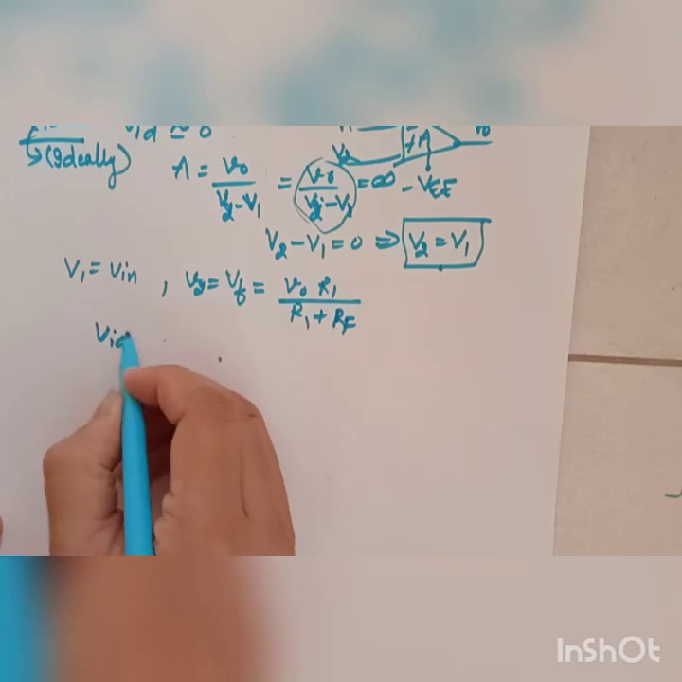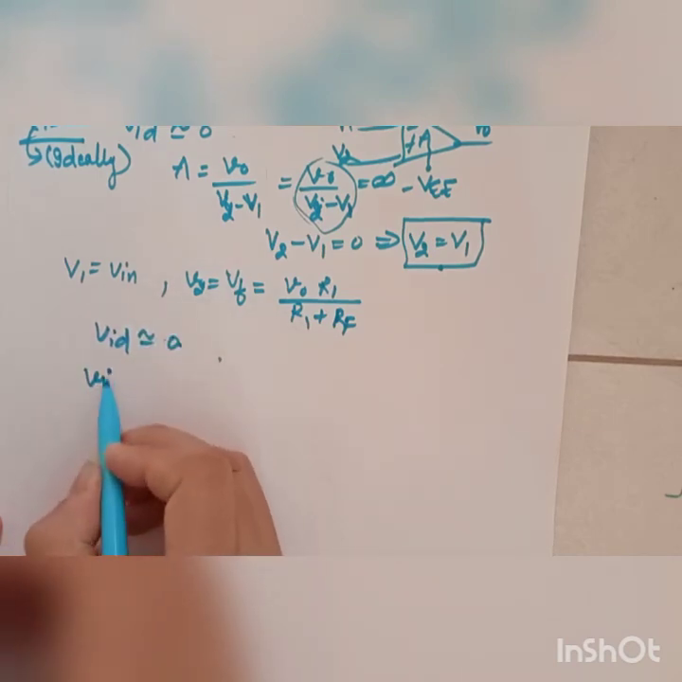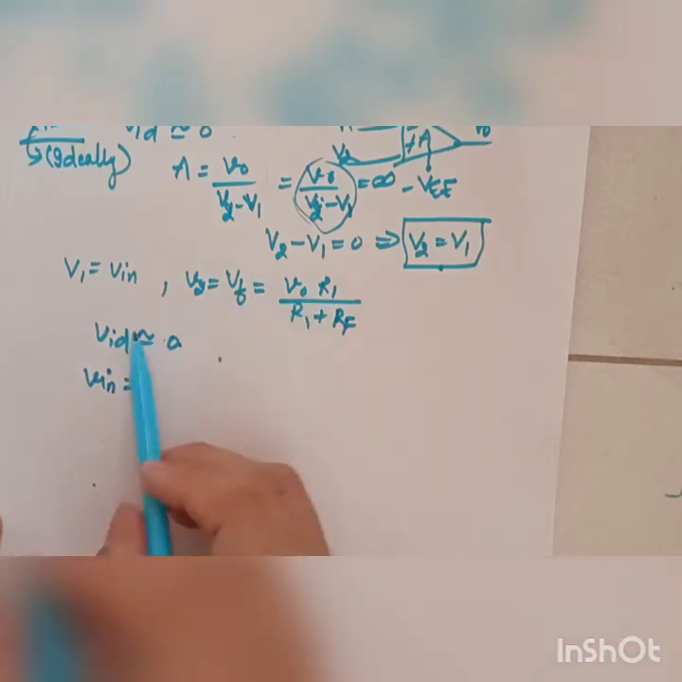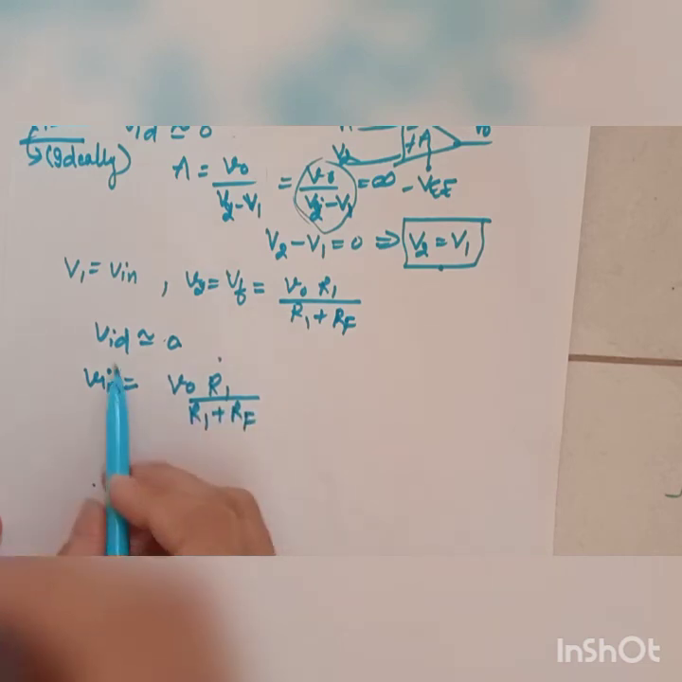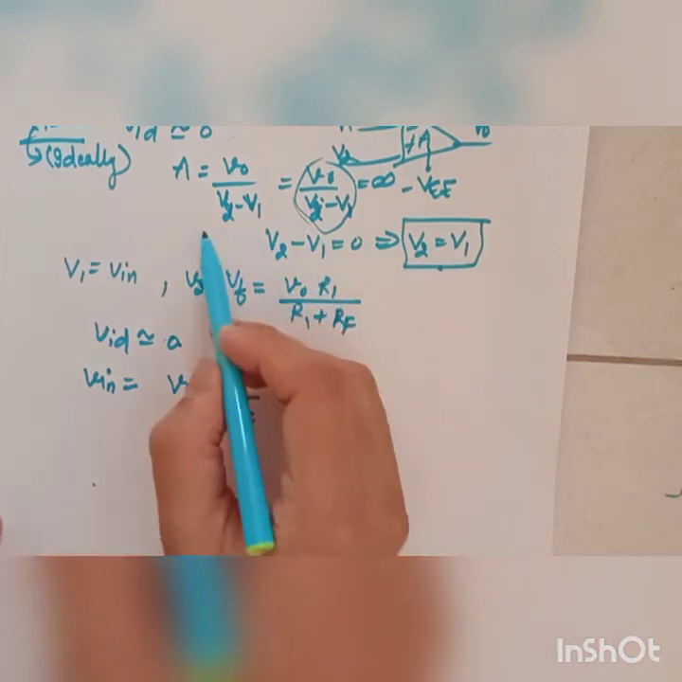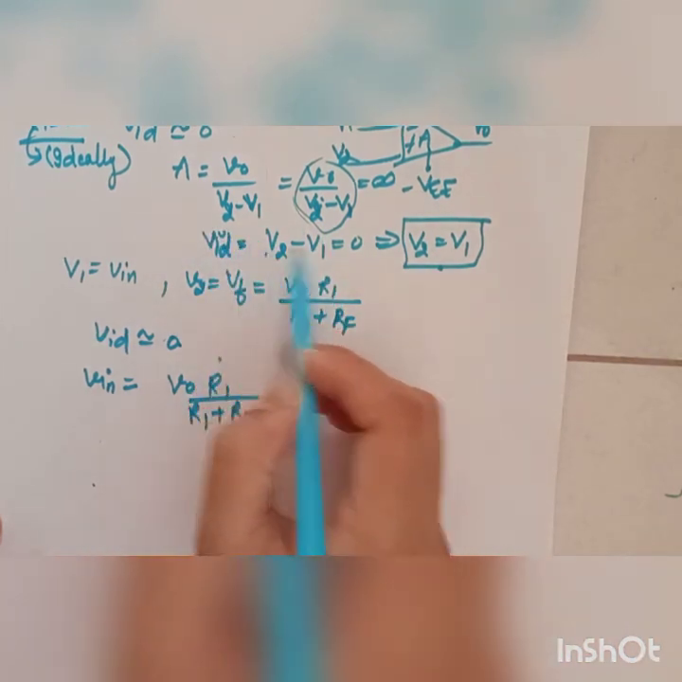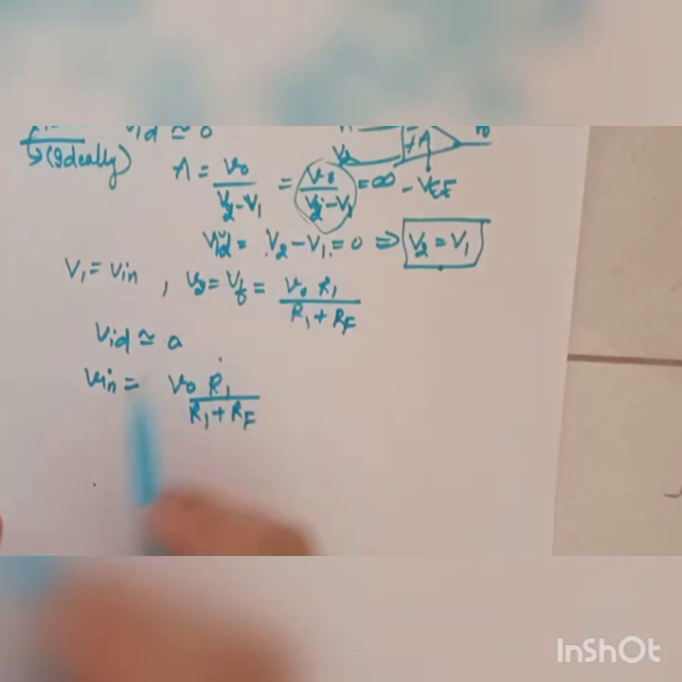Now we know that Vid is nearly equal to 0. So now we can write the value of Vin as V0 R1 over R1 plus RF here. Now what do you mean by this? Vid is 0 means this V2 minus V1 is 0. So we'll get the value of Vin as V0 times R1 upon R1 plus RF.